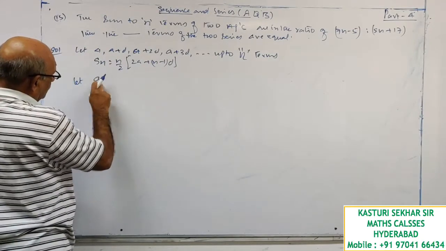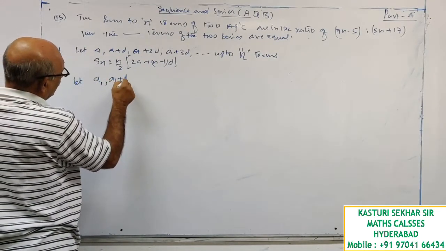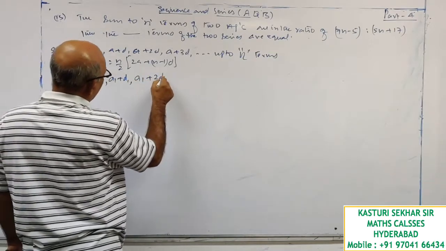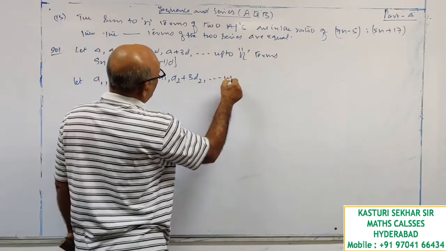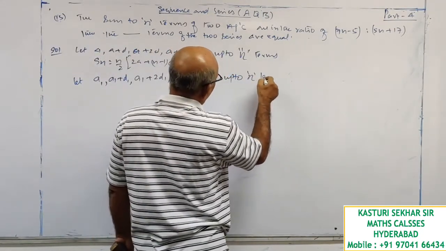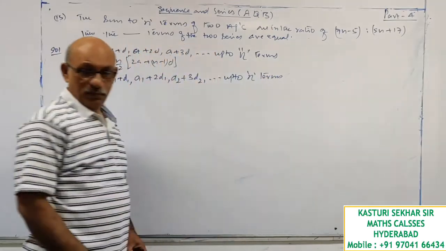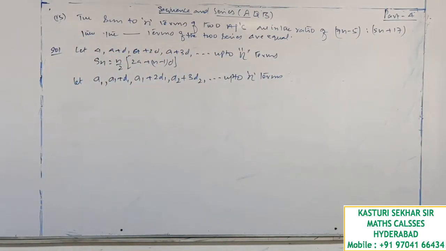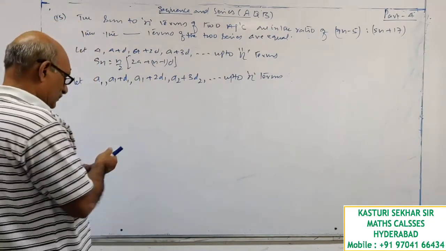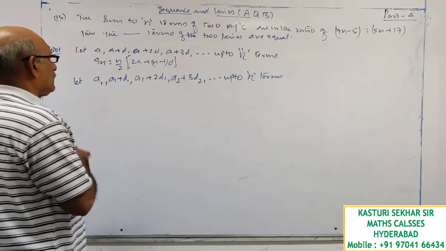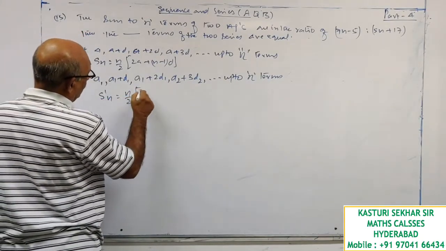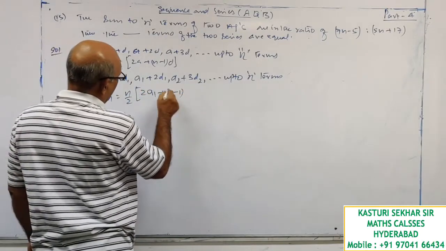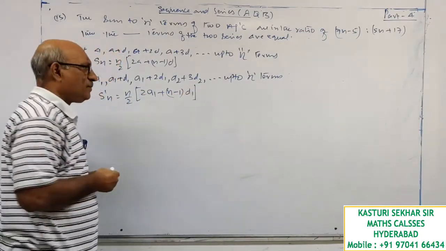Let the second series be a1, a1 plus d1, a1 plus 2d1, a1 plus 3d1, etc., up to n terms. So S dash n is equal to n by 2 into 2a1 plus n minus 1 into d1.